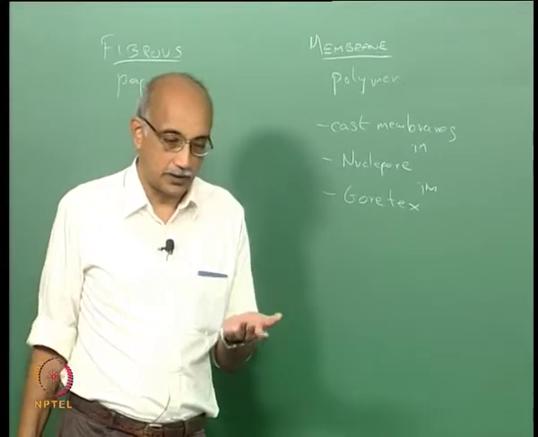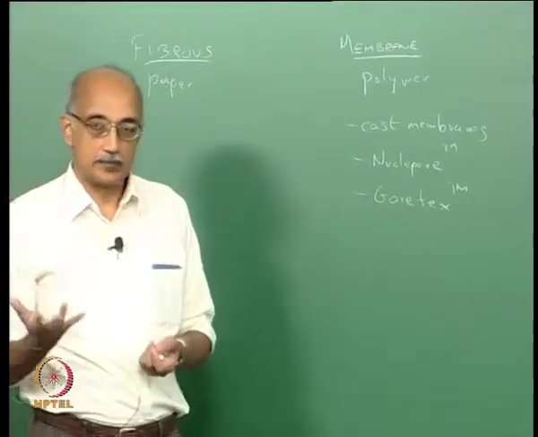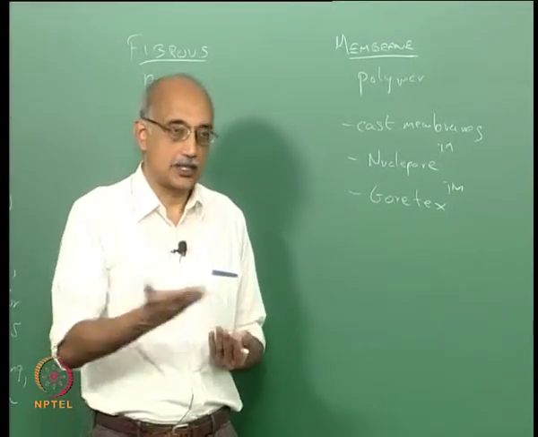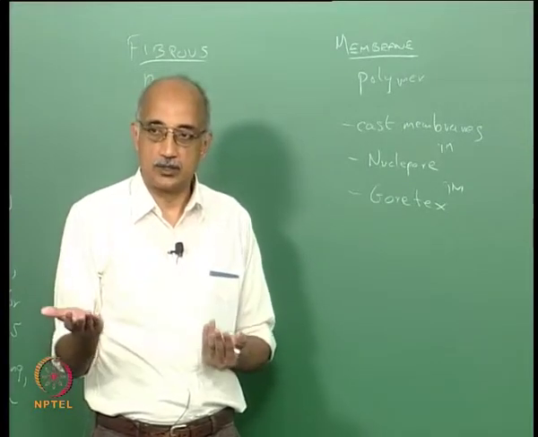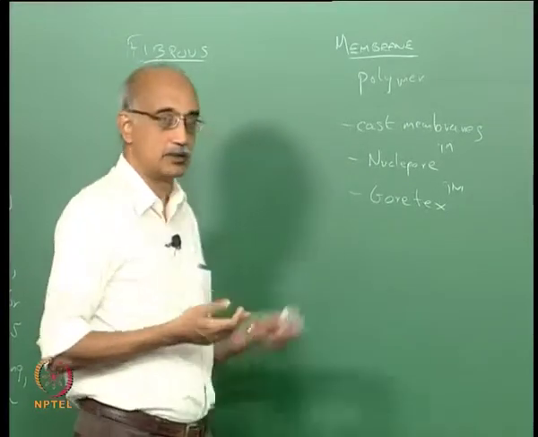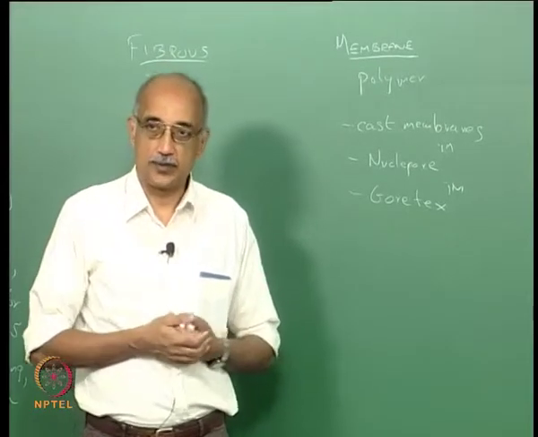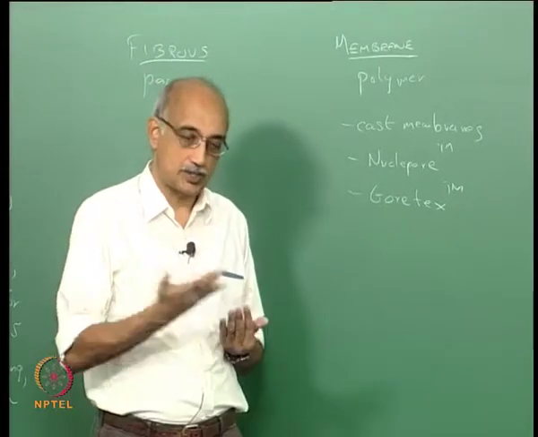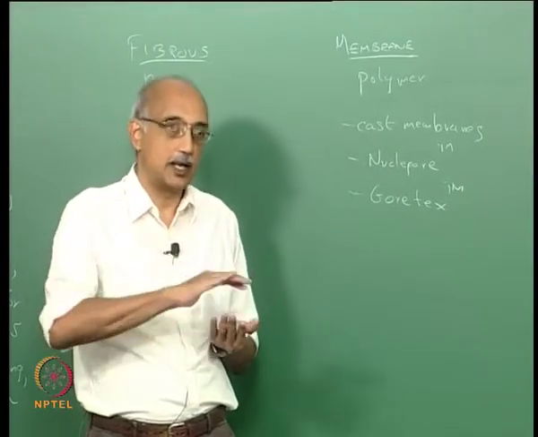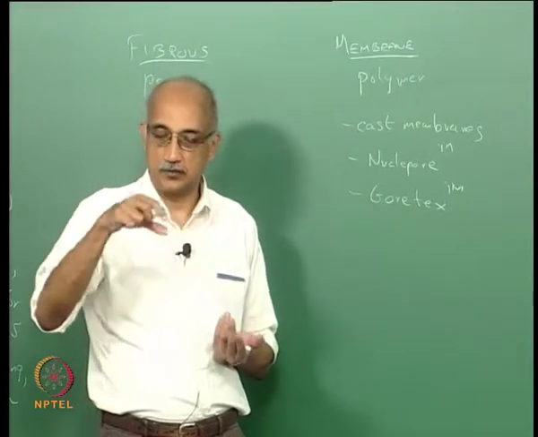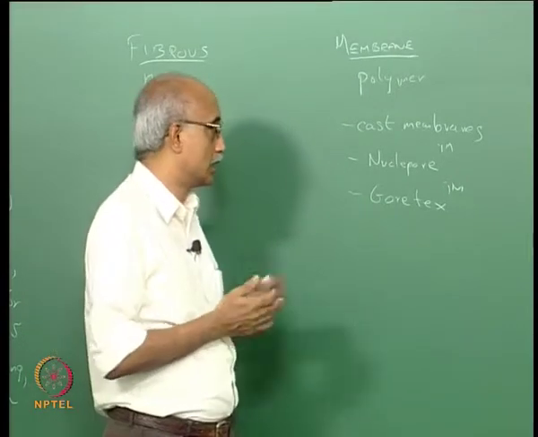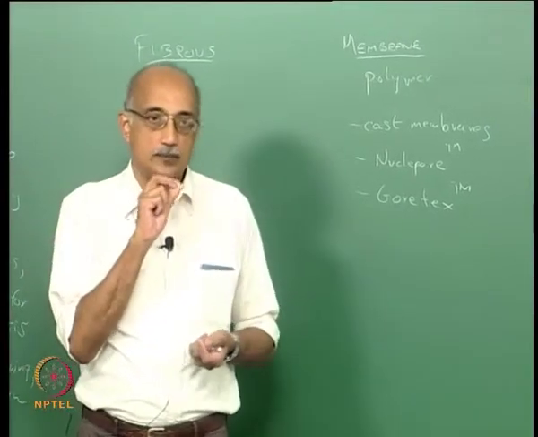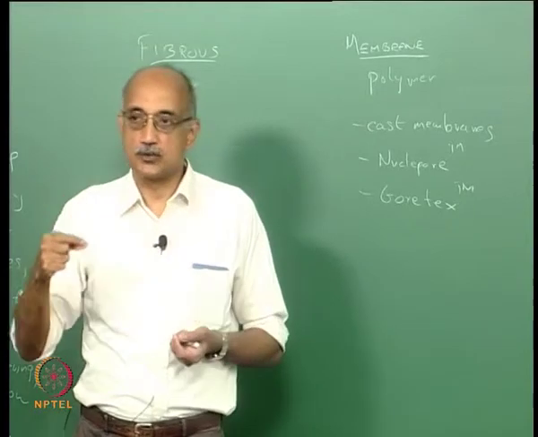In a cast membrane filter, you essentially take the polymer and you completely dissolve it in a solvent and cast it in sheet form. So the process is actually very similar to the casting of a fibrous filter. And here again, as the cast material dries, it leaves behind a layer or a sheet of polymer with porosities in it. A nuclear pore filter is one where there is much more control over the size as well as the placement of these pores.